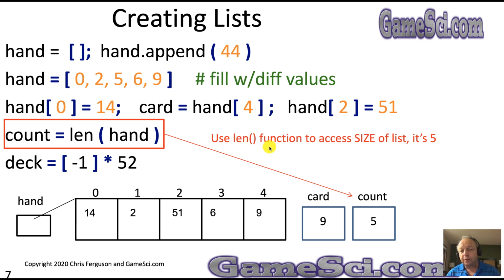Use the len function to access the size of the list. The size of this list is currently 5. We've seen this function before. We saw it with strings. The len function with a string would tell you how many characters are stored in the string. The len function, when you pass it a list, will tell you how many items are stored in the list. Currently, this list has 5 items, so it returns a 5 and assigns it to the variable count. The len function is used with any object that has a countable number of items in it. We keep seeing it because it's used over and over with many different types of objects.